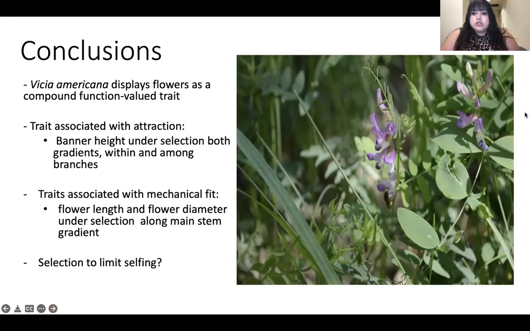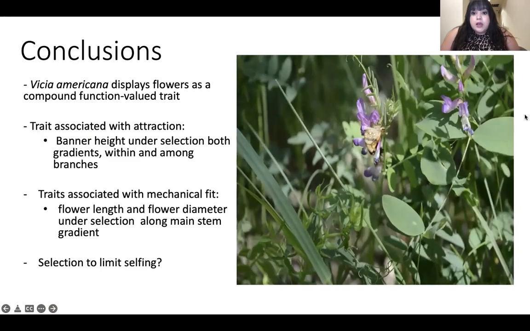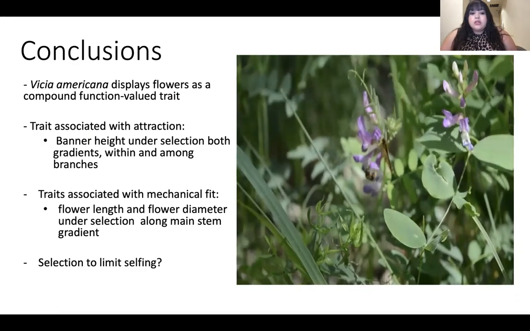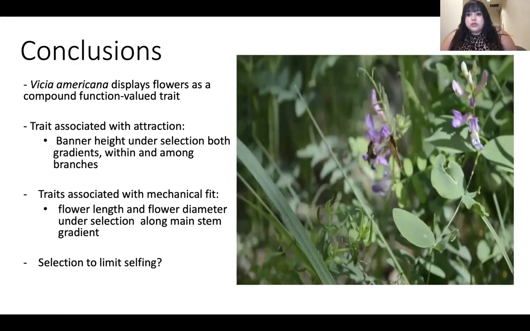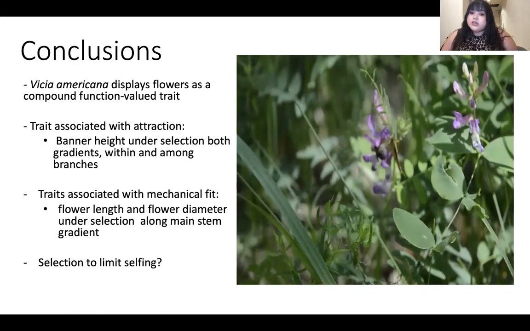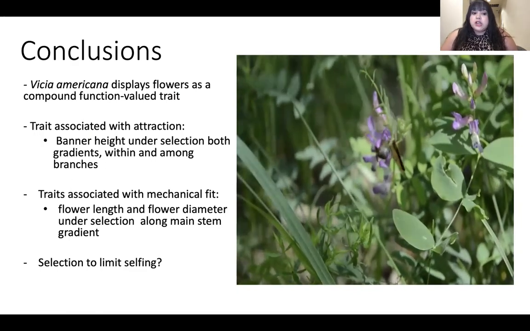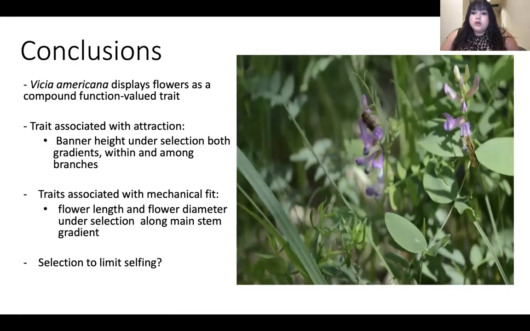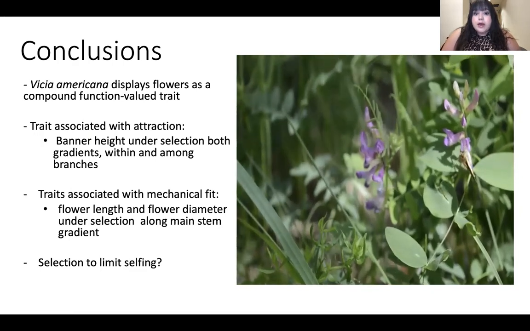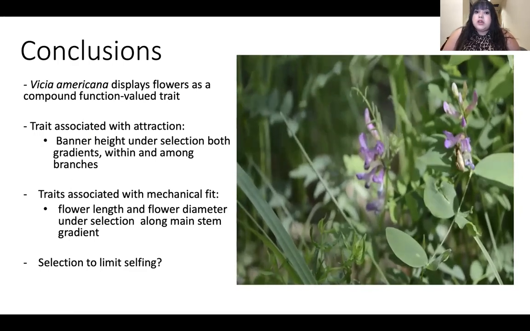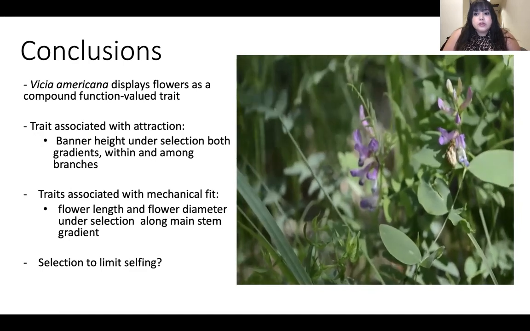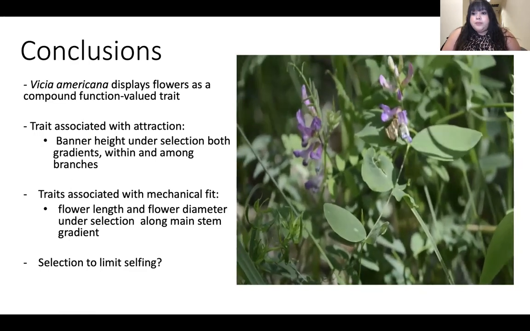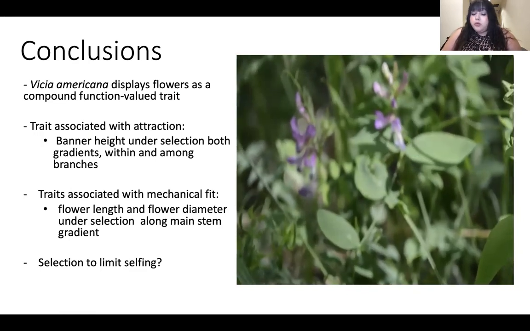So to conclude, I was able to see how Vicia americana displayed flowers as a compound function value trait. The traits that I associated with attraction, which was the banner, acted as a flag to attract pollinators. So the banner height was under selection in both gradients, within and among branches, and the traits associated with mechanical fit, being more morphological compatibility, seeing which pollinator can actually interact with the flower, were the floral length and the floral diameter. And this was primarily along the main stem gradient.